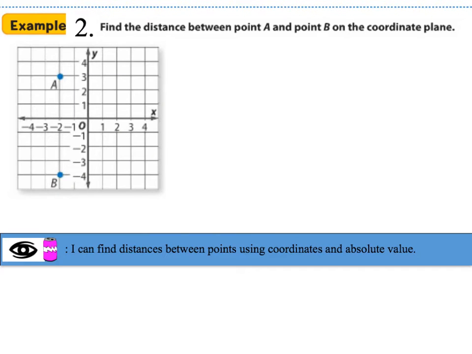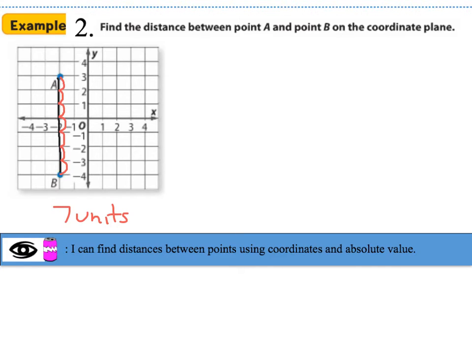For example 2, it says find the distance between point A and point B on the coordinate plane. So one thing I can do is I can go ahead and connect my 2 points with a vertical line. And I can go ahead and count the spaces in between A to B. So here's 1, 2, 3, 4, 5, 6, 7. So we have 7 units between point A to B.